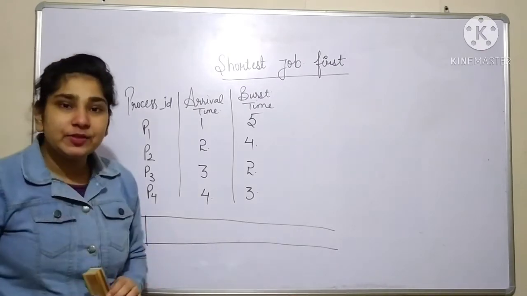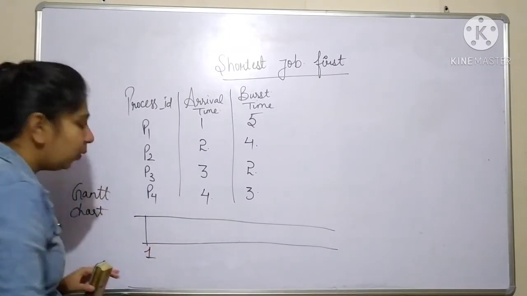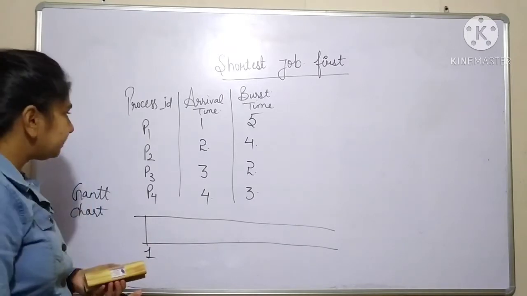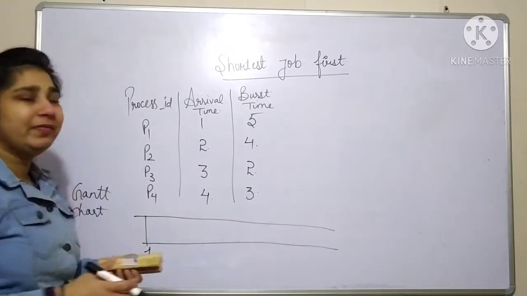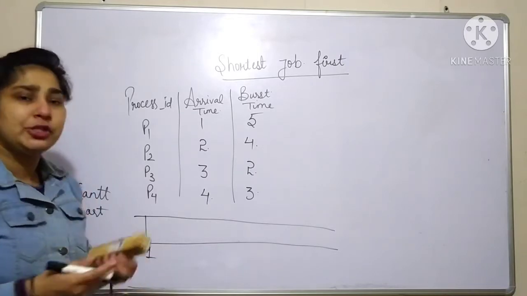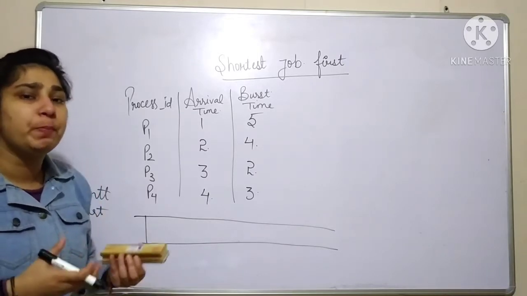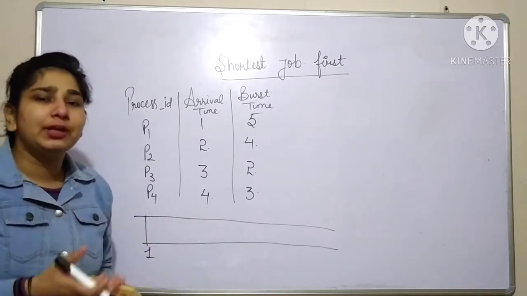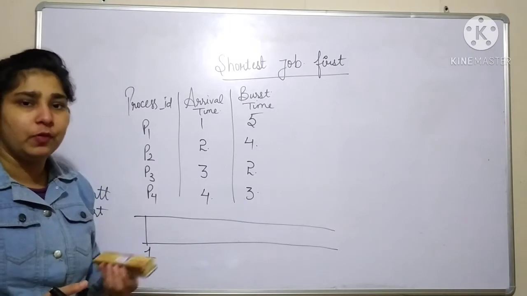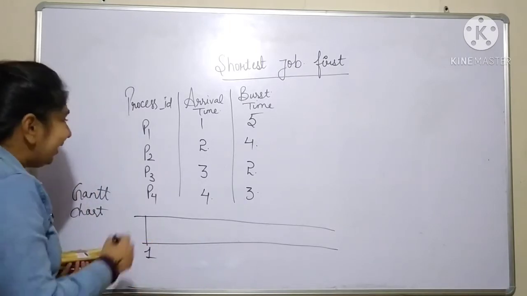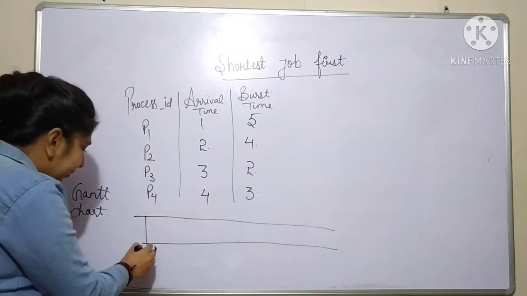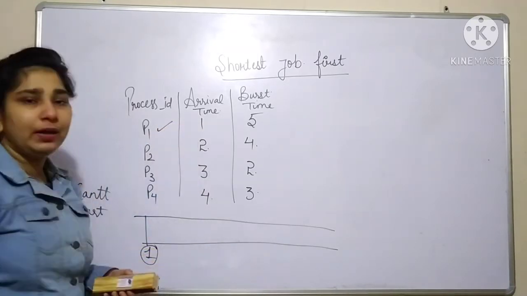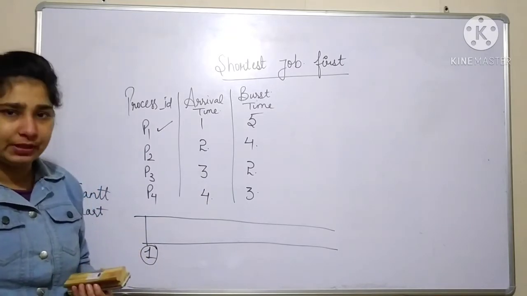Okay, I am starting it from 1. Initially, your short-term scheduler is going to pick a process from the main memory and give that process to the CPU for execution. So initially at 1, we have only one process, P1, present in the main memory.